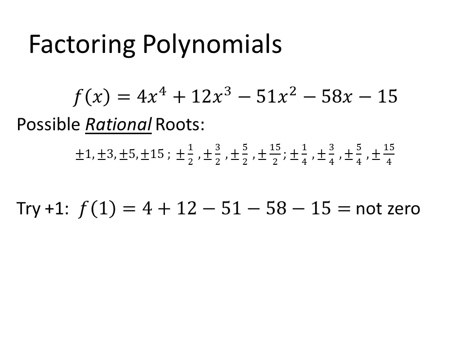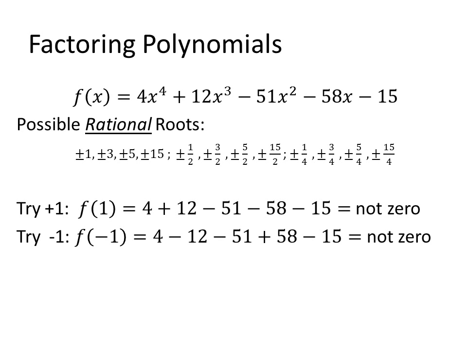So let's start with 1. In this case, I think it's easiest to simply evaluate f of 1. That is simply to plug 1 into the function and see whether it equals 0. Well, in this case, we have 4 plus 12, which is 16, minus 50 minus 50 minus 15 or something. That's not equal to 0, so I know that x minus 1 is not a factor.